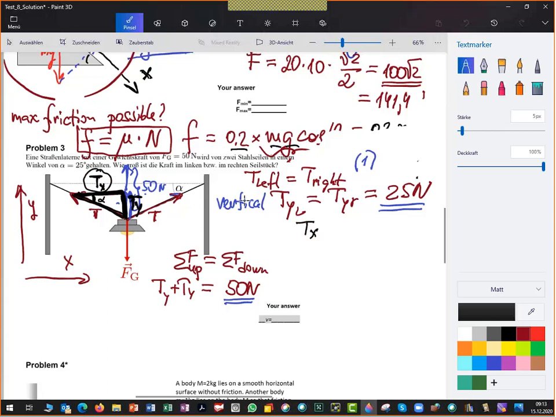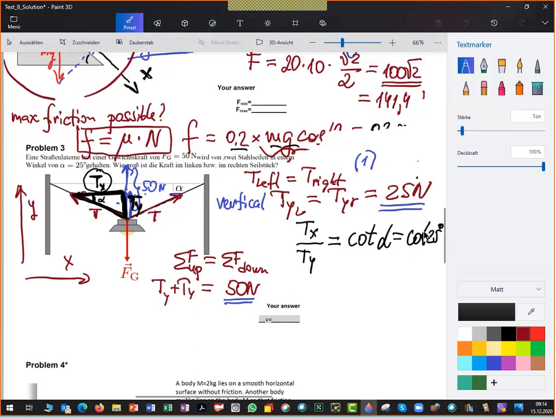Tx divided by Ty is equal to cotangent of alpha, which is cotangent of 25 degrees. Or if you wish, you may do it vice versa. You divide Ty by Tx, and in this case, it will be tan alpha. But I did it this way.